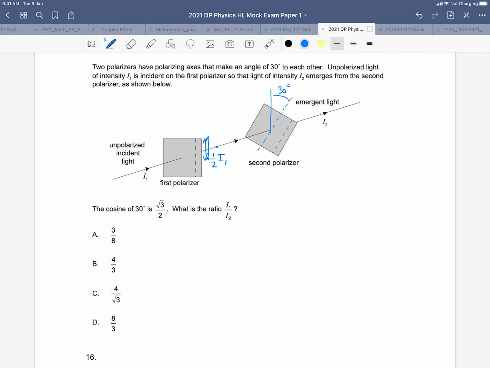Okay, the emergent light, so Malus's law. Look it up in your data booklet. It is the incident intensity, which is 1/2 I1 in this case, times cosine squared of the angle, which is 30 degrees. Now they give us cosine 30, but you should of course also know that. Root 3/2 squared is 3/4. So I get 3/8 I1. That's what I2 is. So what's the ratio? I1 to I2 is 8 over 3.